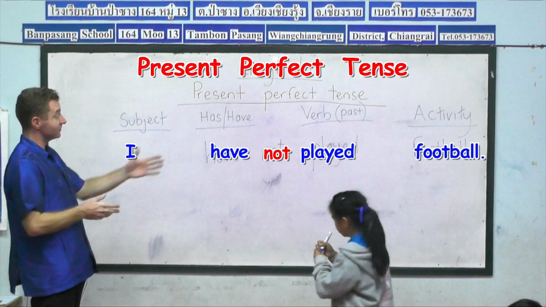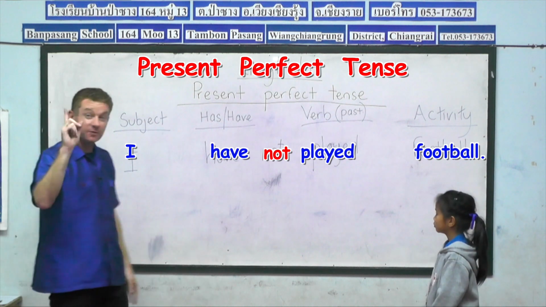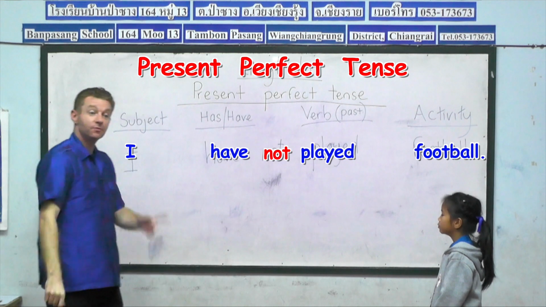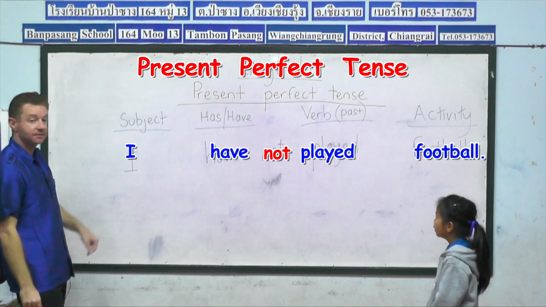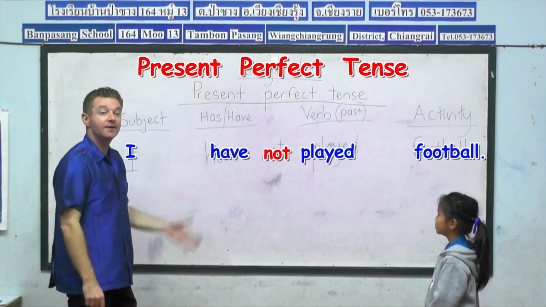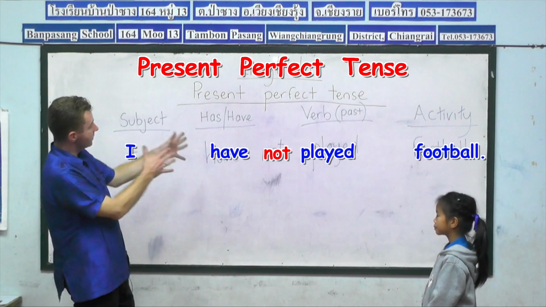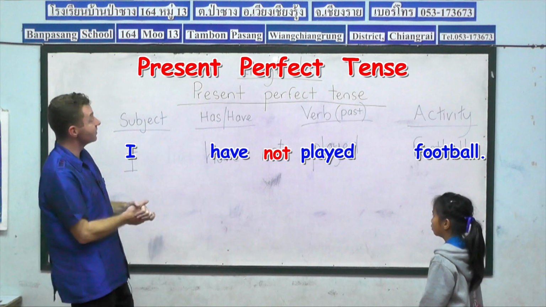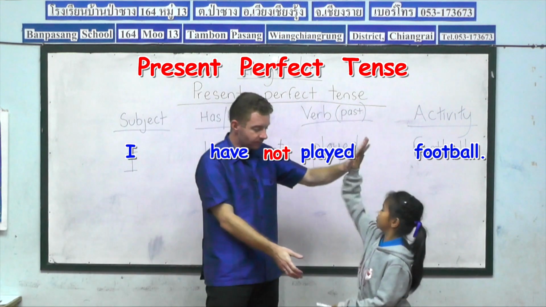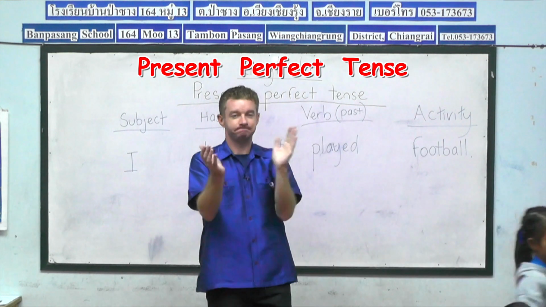Excellent, guys. So you see, Prel, by adding only 1 word, has turned the positive sentence into a negative. So let's say it together. I have not played football. And that's how we turn sentences into the negative in present perfect tense. Prel, that was excellent. Big round of applause for Prel, please, guys.